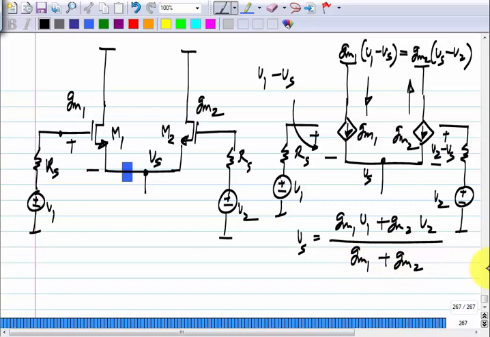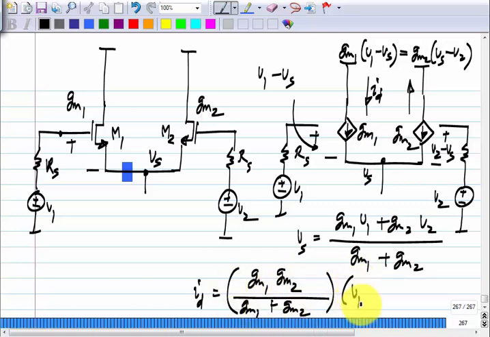Okay. And then what are these currents? If I call that ID, what is that? GM1, GM2 by GM1 plus GM2 times V1 minus V2. Right now I just want to get a current which is proportional to V1 minus V2. Later I will use that current in something. I mean, I will pass that current through a load or do whatever is required. Okay.